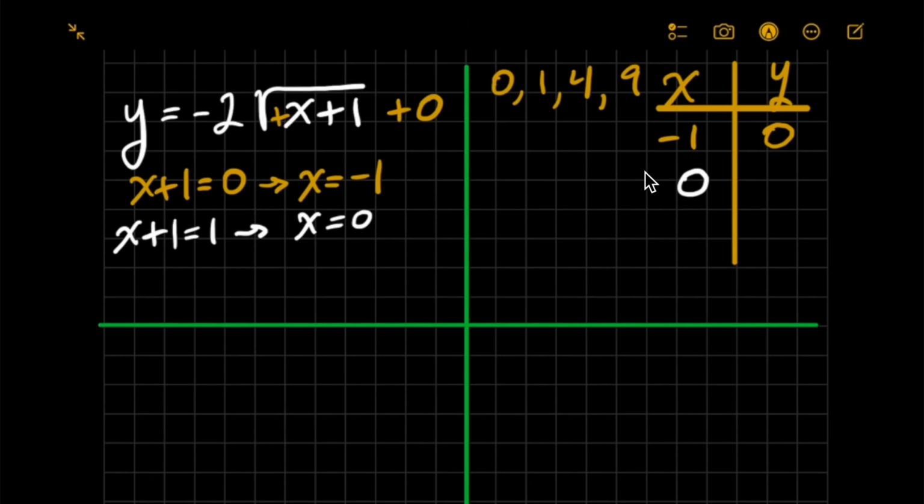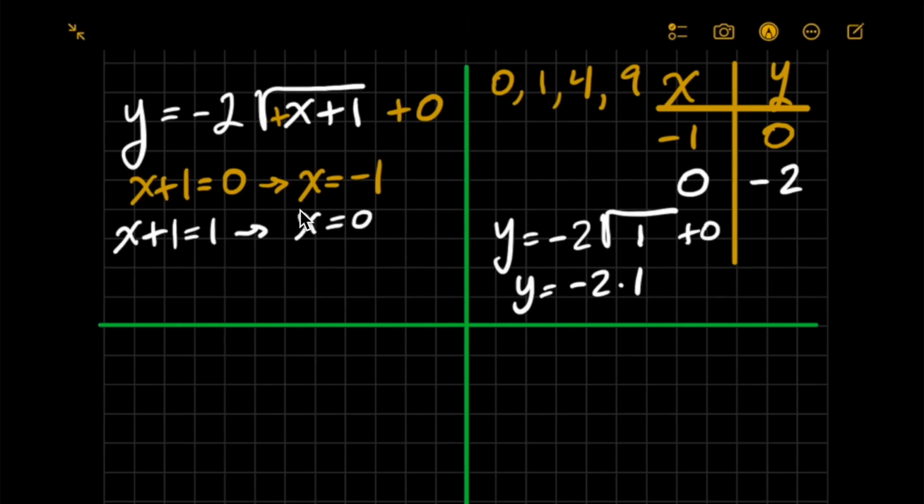Now, we're going to put 0 into this equation to get the y value. So in other words, we're going to do f of 0. So if we put 0 in here, we're going to get y equals negative 2 times the square root of 1 plus 0. y equals negative 2 times 1, y is going to equal negative 2. Okay, unfortunately, I'm going to have to do some erasing as I go.